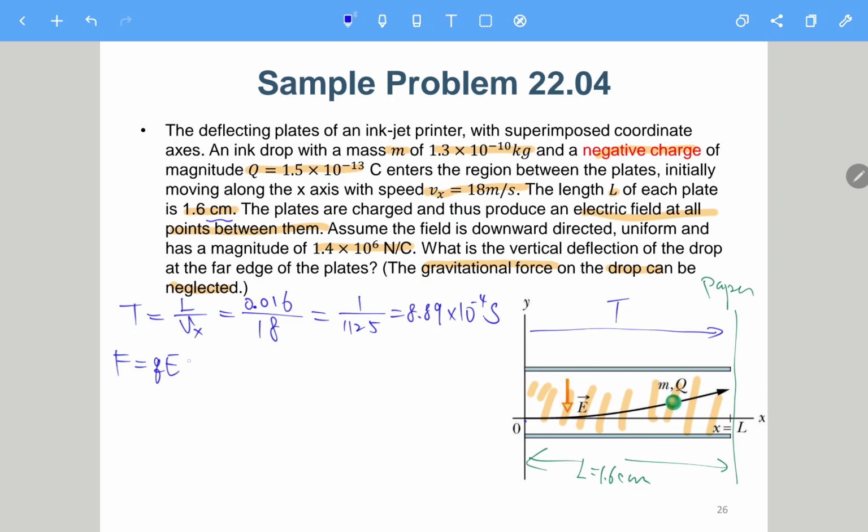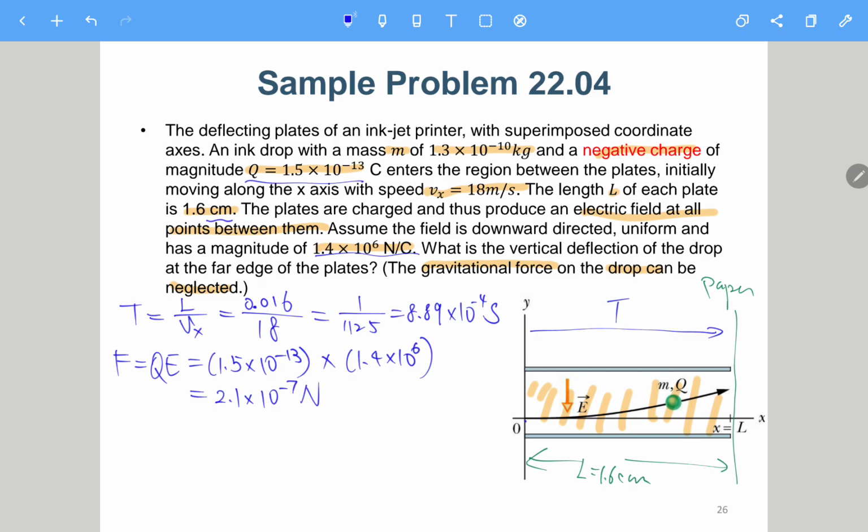Okay, so next we need to calculate the force QE. F equals QE. So Q is Q, or maybe I can use a capital Q. This Q is 1.5 times 10 to the negative 13, and then times E. E is 1.4 times 10 to the 6th power. Okay, so this value is 2.1 times 10 to the negative 6 Newton. Okay, so this is the force acting on the ink in the vertical direction.